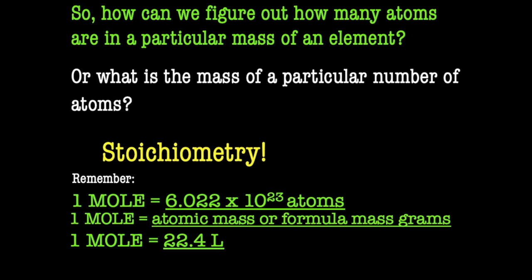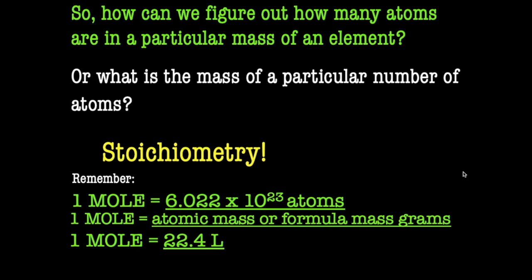Now, these 3 conversion factors are the only 3 conversion factors that you are going to be using for this unit. The only one that's going to change a little bit is this one with atomic mass and formula mass, because given the compound or the element that you're using, that number is going to change. These two, the top one with atoms and the bottom one with liters, are always going to stay the same.